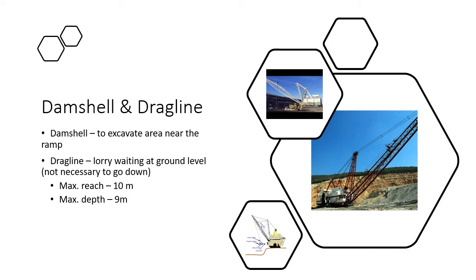For drag line, it is a machine with ropes, and it will transport the soil that it collects. The lorry waits at the ground level, so there is no need for the lorry to go down, because this drag line will transport the soil to the lorry. It can reach 10 meter and go to a maximum depth of 9 meter deep.